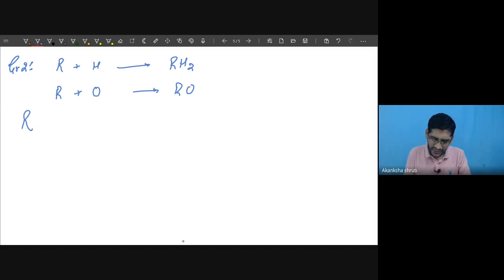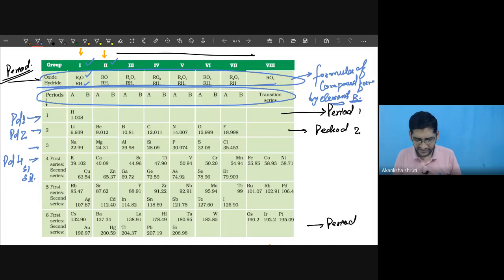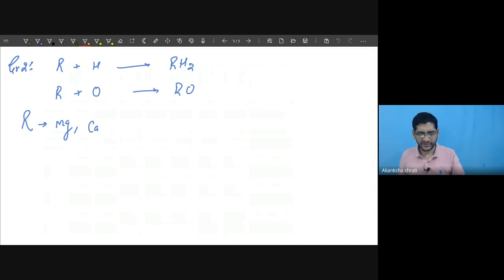So R could be our magnesium, or it was found that magnesium is satisfying this, calcium is satisfying this, strontium, barium, they are satisfying this, so they were placed together. See, now let us observe it carefully. For our second group, we have the formulas RO and RH2. For the third group, what will it be? RH3. Let me write that one also.